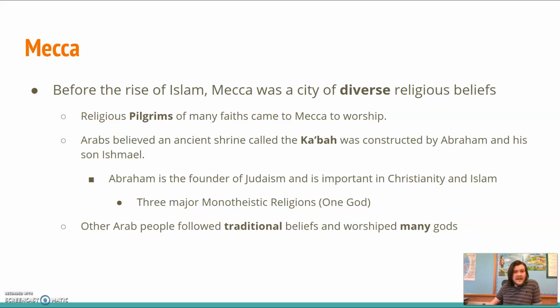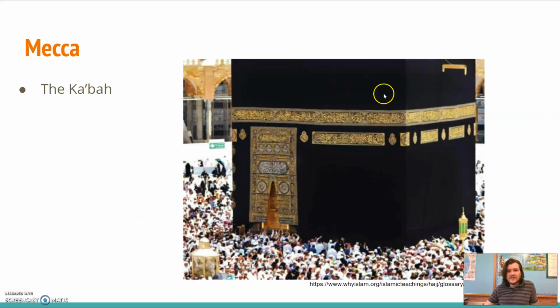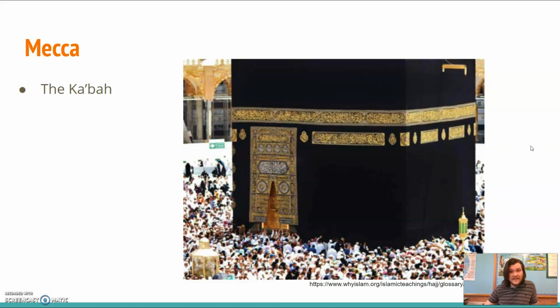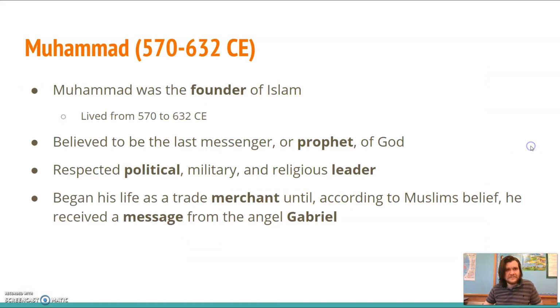It's one of the three major monotheistic religions. Remember, monotheistic means one God. Now, other Arab people followed traditional beliefs and worshipped many gods, so they were not monotheistic. They were actually polytheistic. And this is a picture of the Kaaba, and all of these people going around the Kaaba there are pilgrims on the Hajj to Mecca.